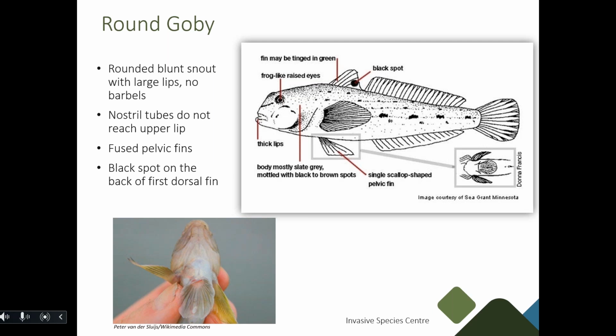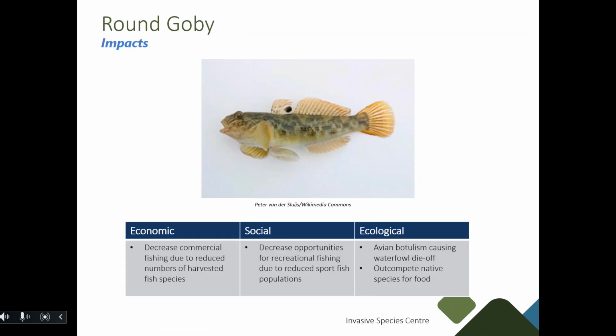So those round, blunt snout, which you can see in the top there with the thick lips and no barbels. It also has a fused pelvic fin, which you can see on the bottom there, which separates it from some of the native species like the native sculpins. And the most common key ID feature is the black spot on the back of the first dorsal fin, which you can see. You can see the black dot again on this other photo, and that's going to always be there if it's a round goby. So if you see that, it's a very good sign that it's a round goby.